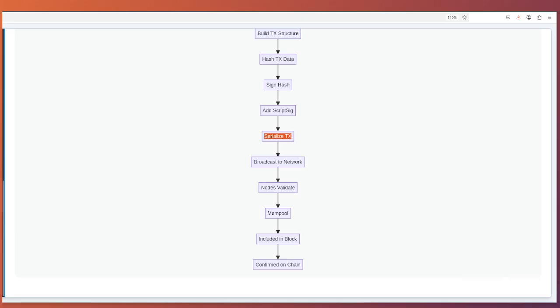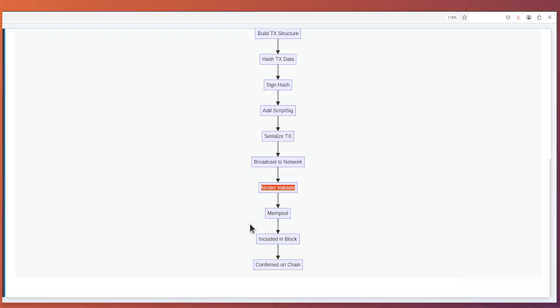The transaction then enters the peer-to-peer network layer, where it is broadcast from node to node. Each node that receives it performs full validation. This includes executing all scripts, checking all signatures, verifying that inputs exist and have not been spent, and ensuring that all consensus rules are followed.